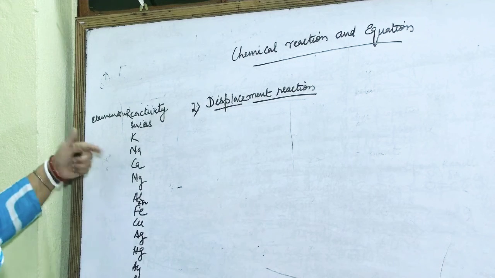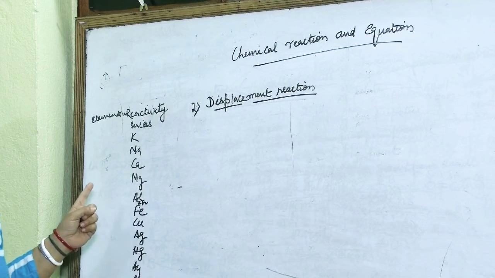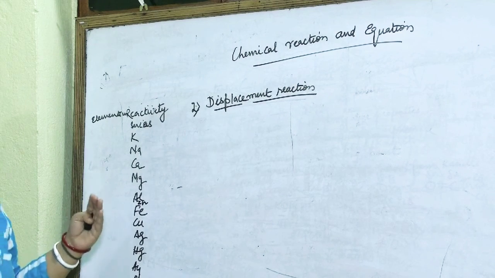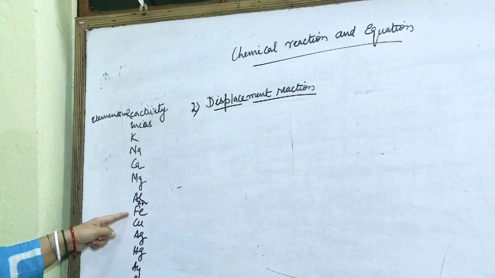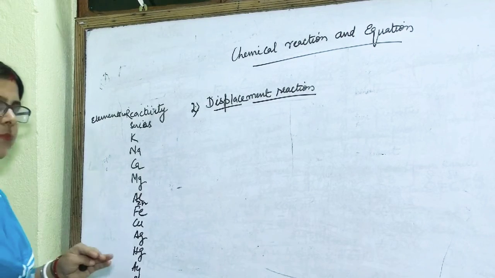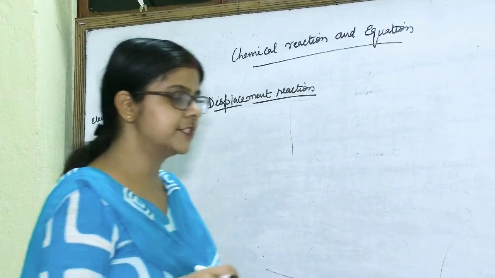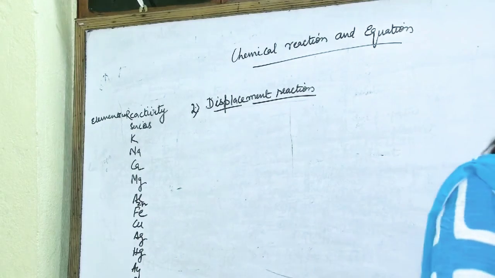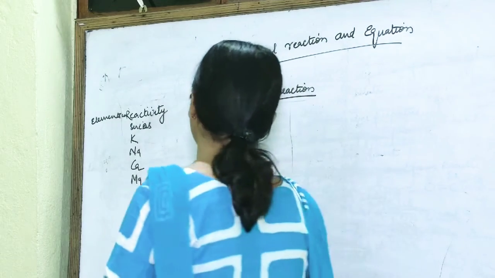The element which is present higher in the reactivity series will displace the element present lower in the reactivity series. A more reactive element will displace the less reactive element from its compound and form a new compound. This is known as displacement reaction. Again I am telling what is displacement reaction. A reaction in which atoms of one element displace the atoms of another element and form a new compound in the solution. I am giving you some examples, then it will be clear.